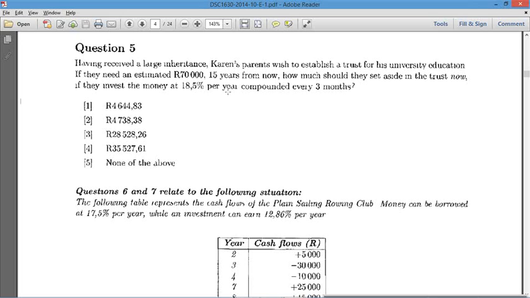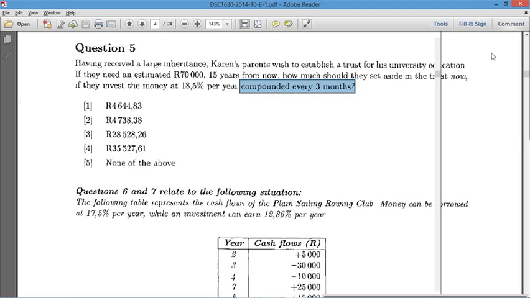Having received a huge inheritance, Karan's parents wish to establish a trust for his university education. If they need an estimated 70,000 15 years from now, how much should they set aside in the trust now? So what are they trying to work out? They're trying to work out the present value. They know what the future value is going to be and they know what the interest is. Just be careful with this. Compounded every 3 months. Every 3 months means 4 times a year, so it's going to be quarters, which is I4.